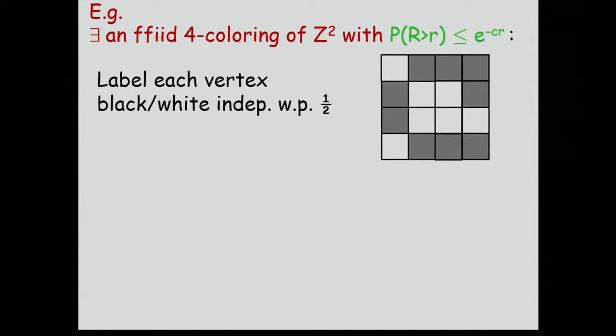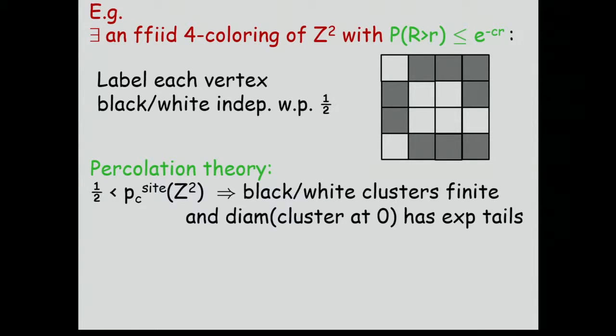First of all, the vertices are going to be squares here. Each vertex just tosses a coin. With probability half, it's black or white. So that gives you some black and white squares. Now, from percolation theory, you know that for site percolation on the square lattice, the critical probability is strictly greater than a half. So a half is subcritical. So it means you have black clusters and white clusters, and they are finite. And better than that, they have pretty small diameters. So the diameter of the cluster at 0 has exponentially decaying tails.